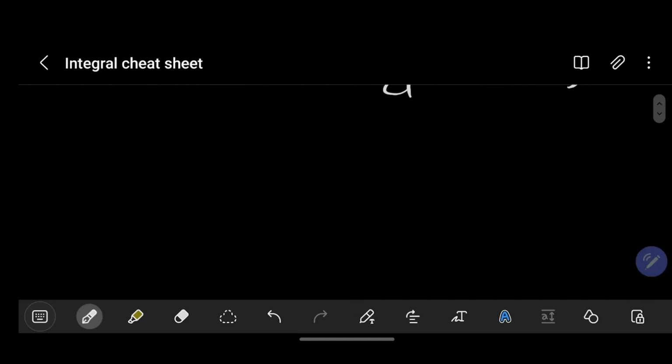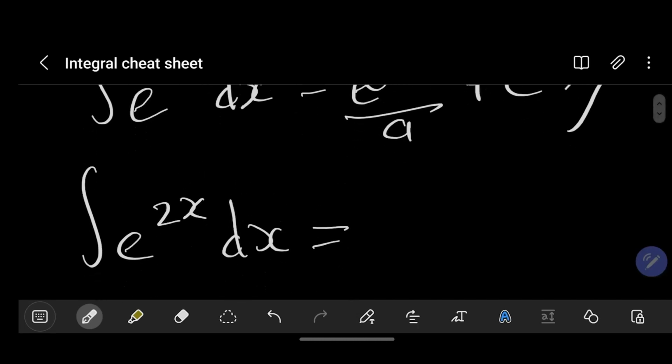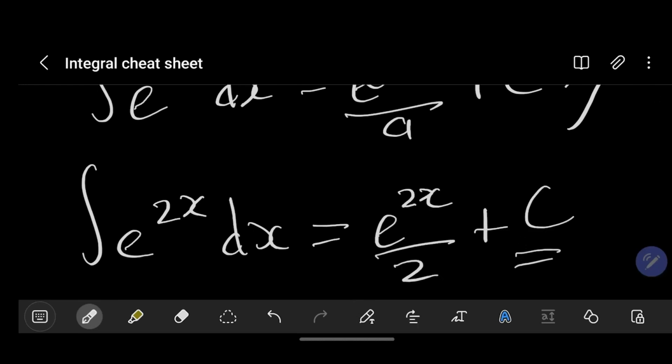So let's do the integral of e to the 2x dx. Now, using the second rule that we saw, we would have this as e to the 2x over 2 plus c. Don't forget the c.